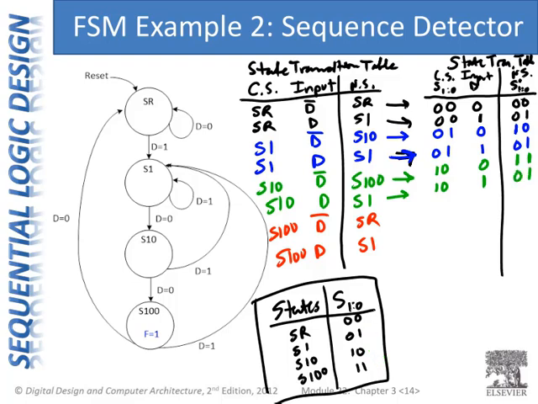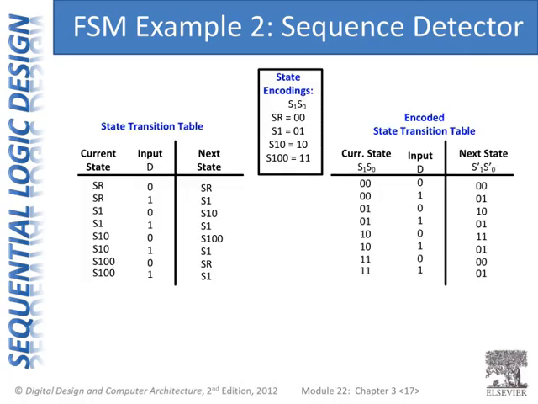Now the last two rows, if we are in state S1, 0, 0, encoded as 1, 1, D is low, next state should be the reset state. For 1, 1 and D is high, the next state should be state S1, which we've encoded as 0, 1. So here we have the state transition table and the encoded state transition table written out nicely. And now we're just going to take the sum of products form for our next state bits and write equations for those next state bits.